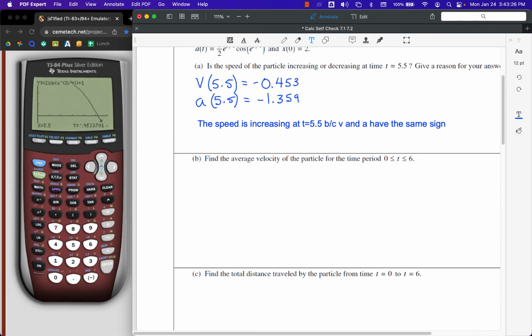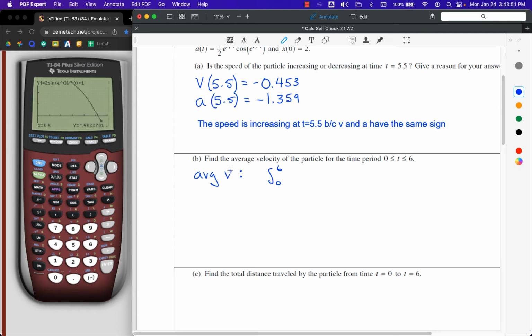Part B, find the average velocity of the particle between 0 and 6. So this is just another formula that you need to have memorized, which is this. So I'll say the average velocity, maybe I'll just say average V. Average velocity is this formula given by the integral between the two bounds, 0 to 6, of acceleration.